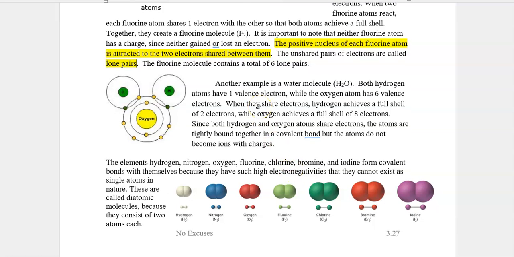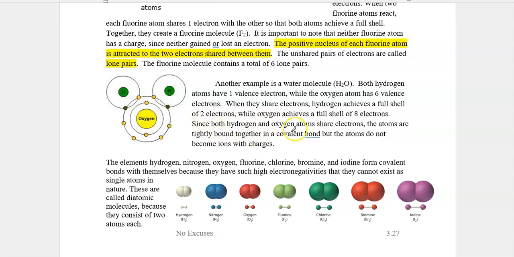Another example is a water molecule. Both hydrogen atoms have 1 valence electron, while the oxygen atom has 6 valence electrons. When they share electrons, hydrogen achieves a full shell of 2 electrons. Remember, it only needs 2 to get a full shell because it only has 1. While oxygen achieves a full shell of 8 electrons.